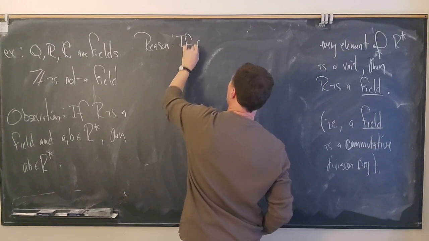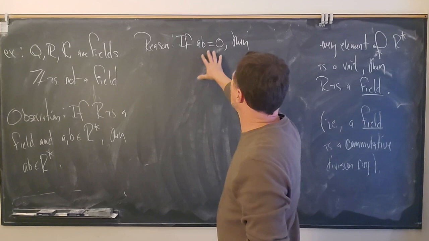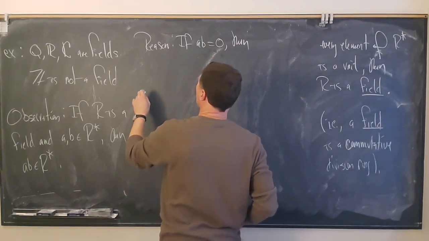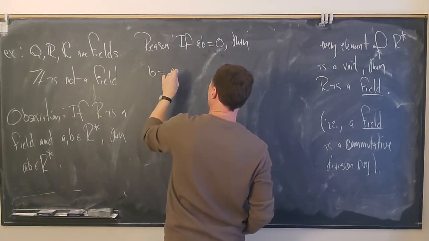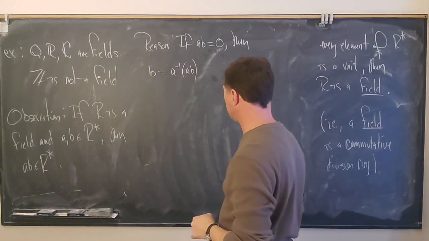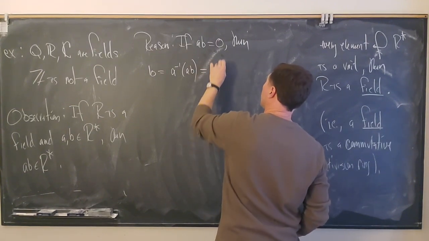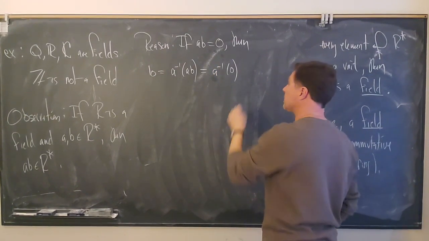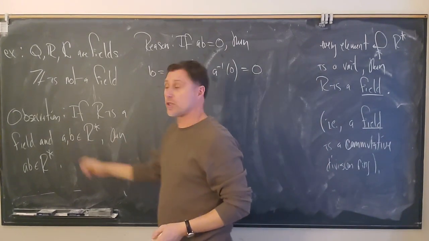If A times B is equal to 0, then if I multiply both sides of this equation by A inverse, we have B equals A inverse times AB, which is equal to A inverse times 0, which we know, any element times 0 gives 0. But that's a contradiction, right? Because we said that B was non-zero to start with.